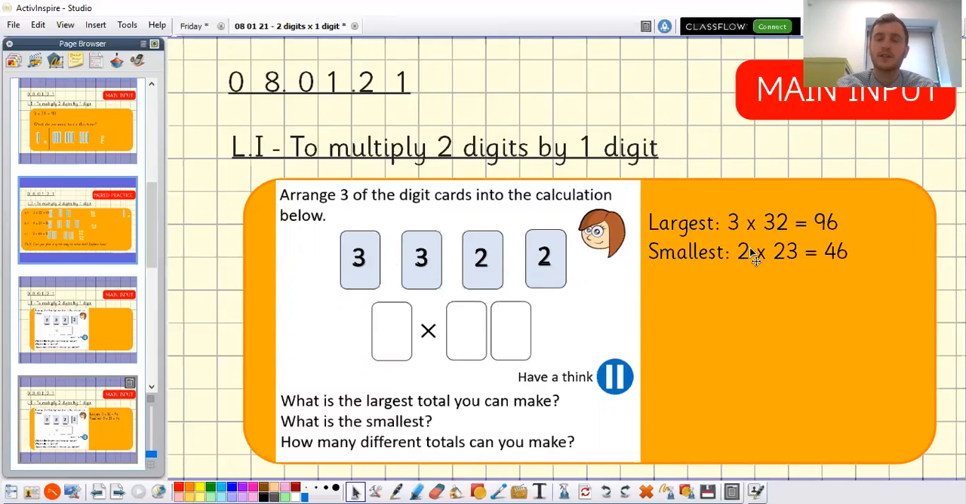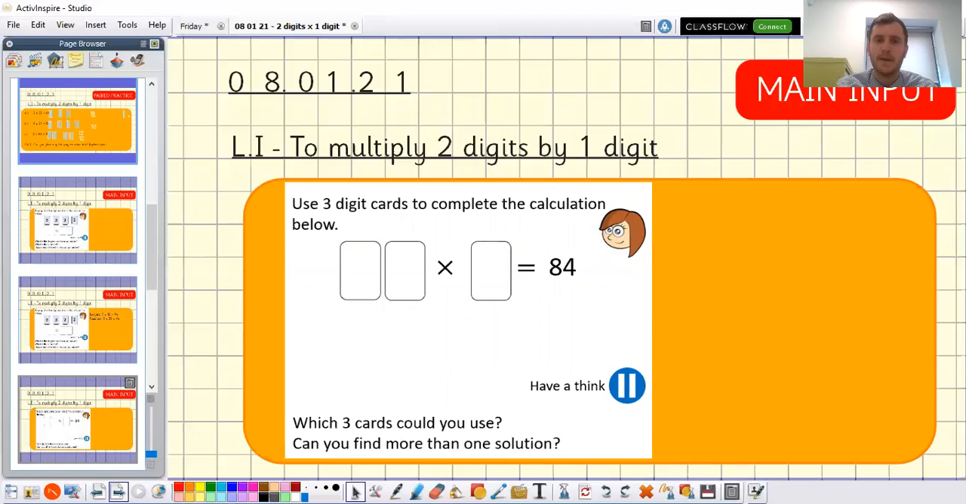The smallest total you can make is using a 2 in my first box, using another 2 in my tens digits, and using a 3 in my ones digits to get 46. So well done if you managed to get them. And if you want to send in all of those different totals, brilliant. I would love to see them.